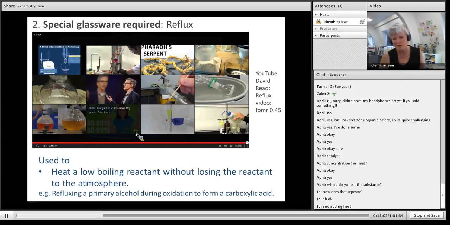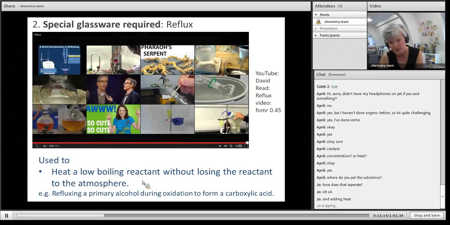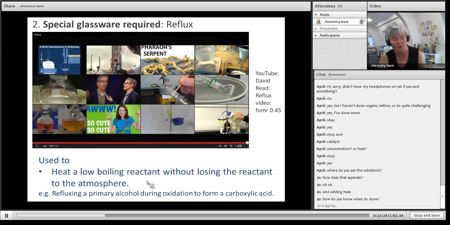Otherwise it's normally half an hour to an hour. Most of the ones I've done are around about that. And then when the reaction is finished, then you can do the distillation afterwards. So that's when you separate. So sometimes you separate during the reaction, and sometimes you separate after the reaction. And we'll look at some of those.